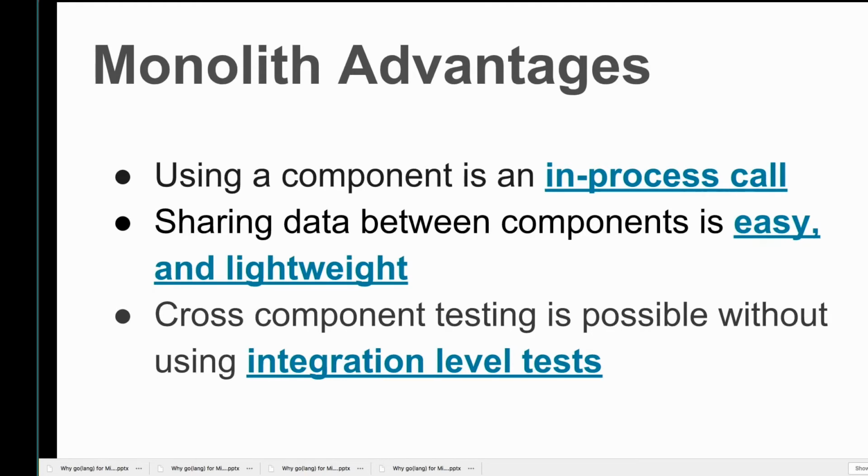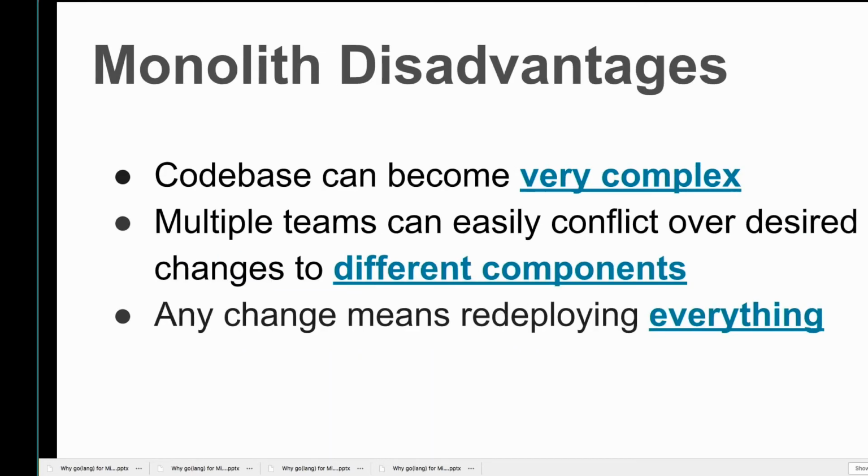So there are some advantages to monoliths, but there are some disadvantages. The code base becomes very complex. When you have a very big application, you have lots and lots of components all in the same program. If you end up with multiple teams, you get easy conflicts when somebody wants to make changes to one part and another part, and you end up with merge conflict hell, and you have to spend time doing pull requests and everything else. And when you want to change a single thing, you have to redeploy your entire application.